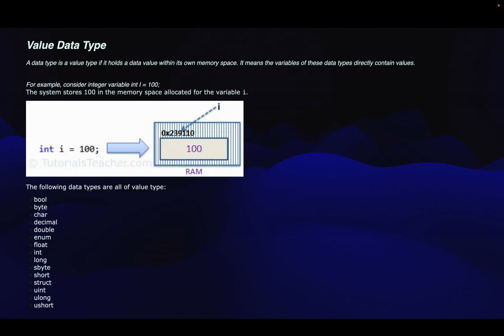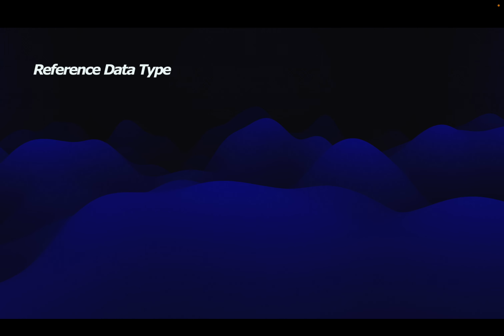For example, as already explained, there is one integer data type variable, int i equal to 100. Whenever it is created, it allocates the memory and saves 100, the actual value of the variable, in that memory. And the following data types are all value data types: bool, byte, char, decimal, double, enum, float, integer, long. So whenever you create a value type, in the memory it will hold the actual value of the variable.